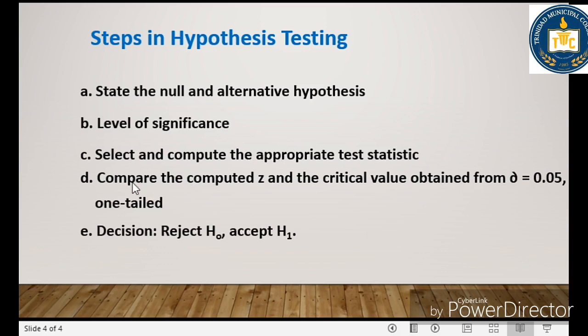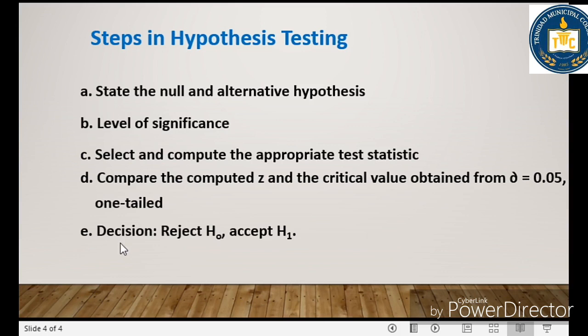Letter D, we need to compare the computed Z or T, so Z test and T test, and the critical value obtained from the level of significance. This critical value is found in the Z table or T table of values. So, we also compare if it is lesser or greater than. Okay? That is up to you in the computation.